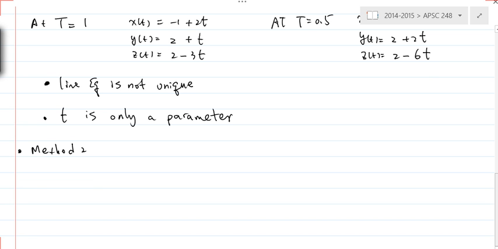The second method is actually more straightforward. Any questions from here? Okay. So I'll still use the same idea here.